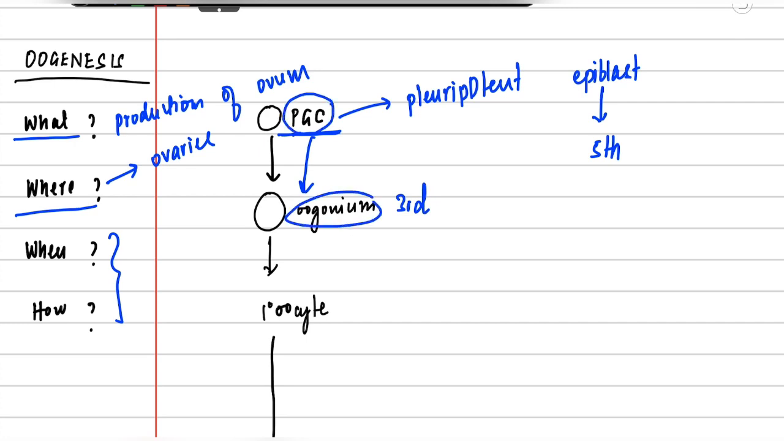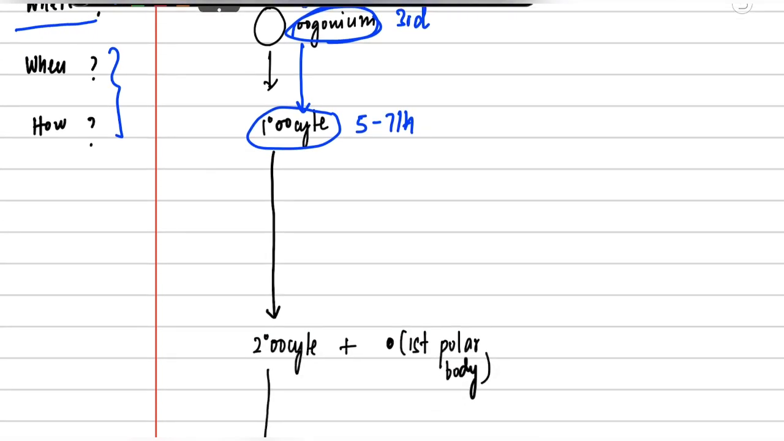Then this oogonium further divides to form primary oocyte. And by 5th to 7th month, all the oogonia are converted into primary oocytes. From here is where meiosis occurs. This primary oocyte undergoes meiosis 1. But meiosis 1 is halted at the diplotene stage of prophase. As I already told you, diplotene stage is also known as the resting phase.